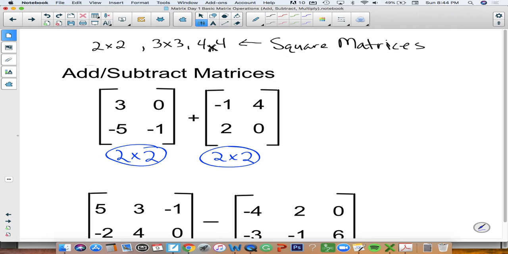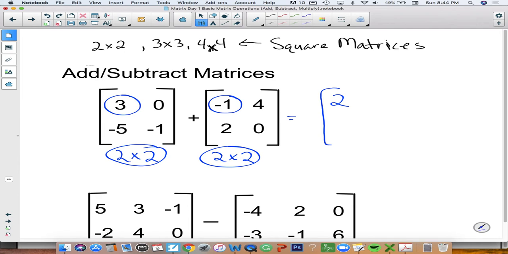Then you can add them. And addition and subtraction work the same way. For addition, you just add the corresponding pieces. So I'd add this 3 with that -1. And when I make my new matrix, it'll go in that same slot. 3 plus a -1 is 2.